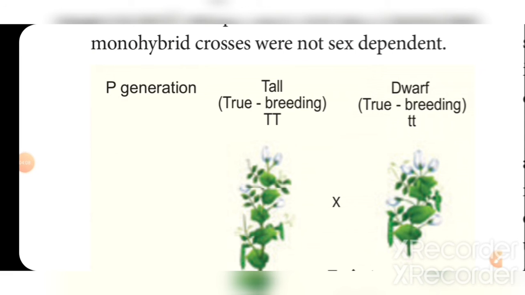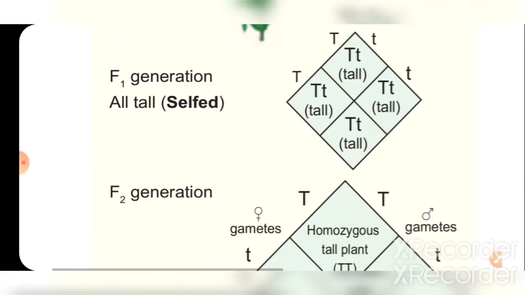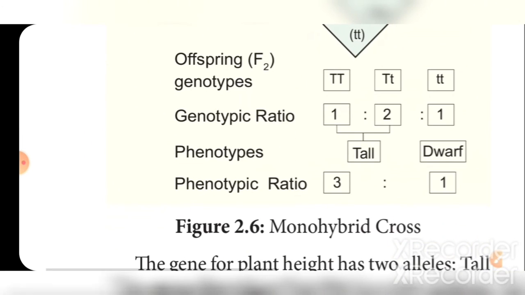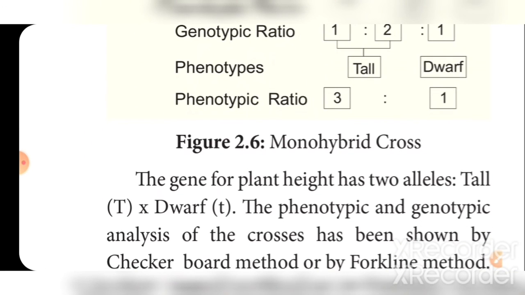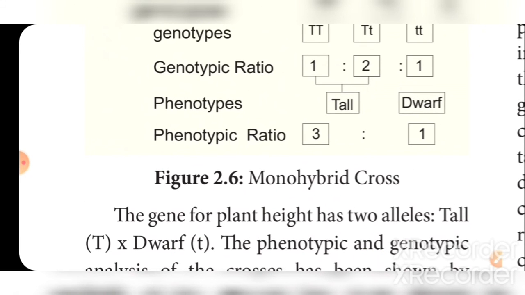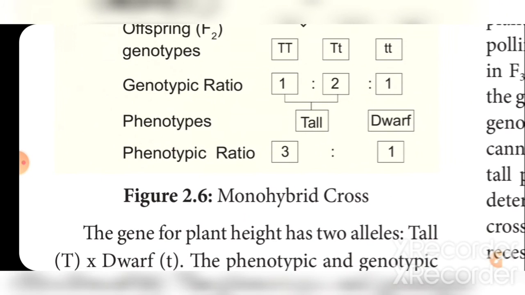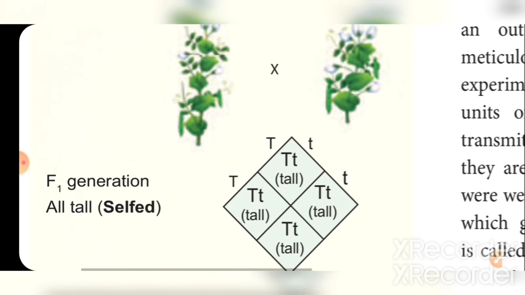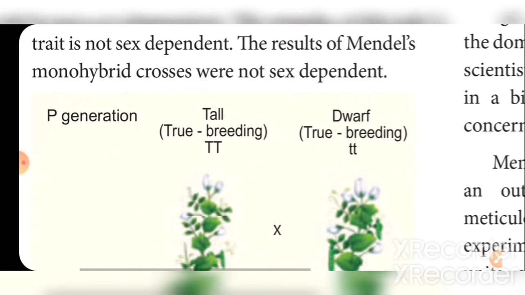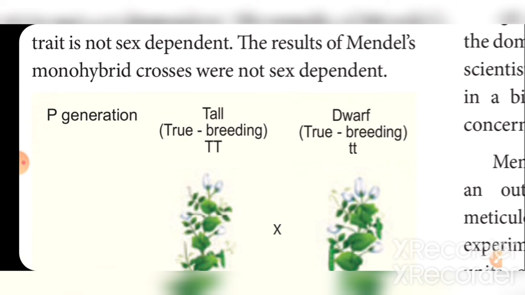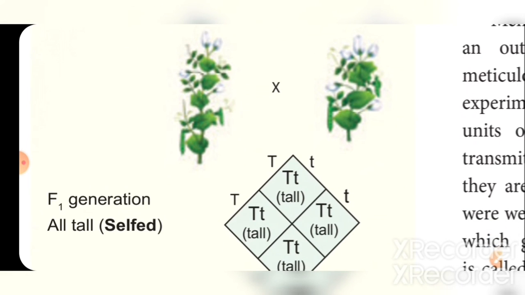Now we are going to see about the monohybrid cross ratios. That is, the genotypic ratio is 1:2:1 and the phenotypic ratio is 3:1. Now you can see the parental generation: tall, true breeding, capital T; dwarf, true breeding, small t. In the F1 generation, gamete formation takes place. In the F1 generation, all plants were tall.